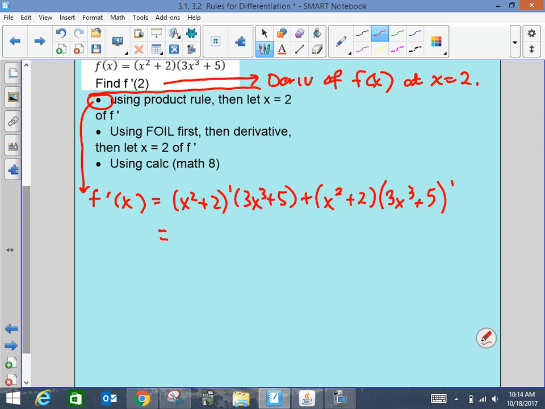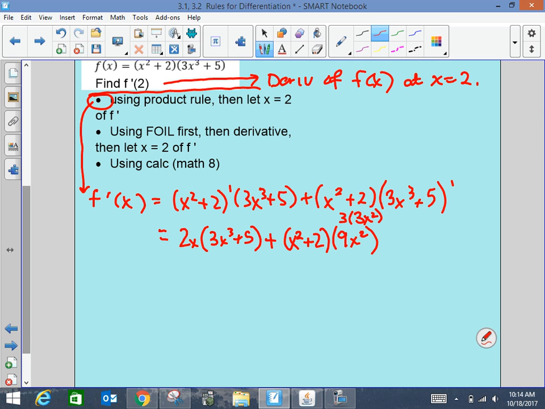All right, go ahead. So the first one is 2x plus 0, or just 2x. And then do the second, plus 5, plus the x, same. And then 3 times 3x squared, which is 9x squared. Plus 0. So I'm not writing the plus zeros.